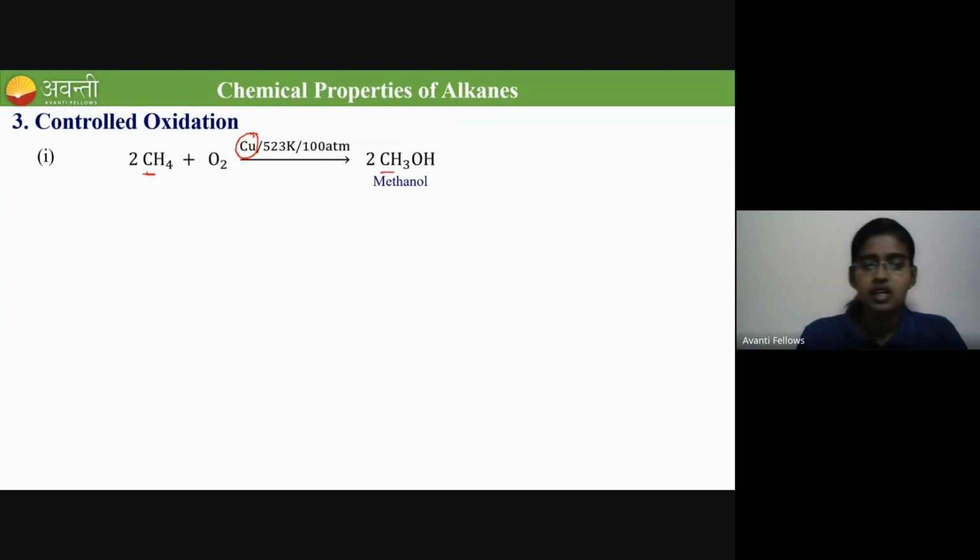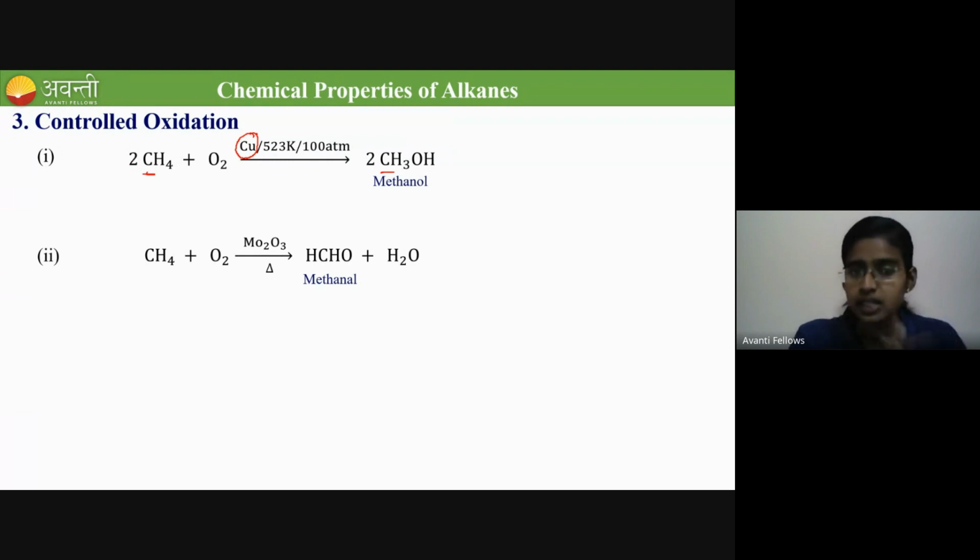Got it? Now coming to the second reaction. I am taking the same methane and adding the same oxygen, but now the catalyst is molybdenum oxide.